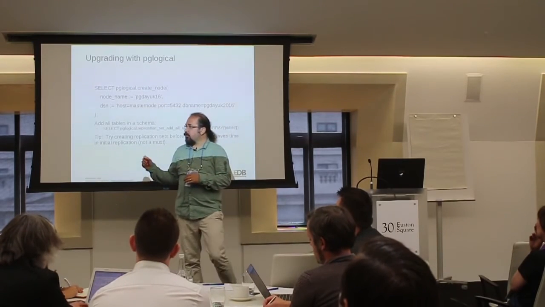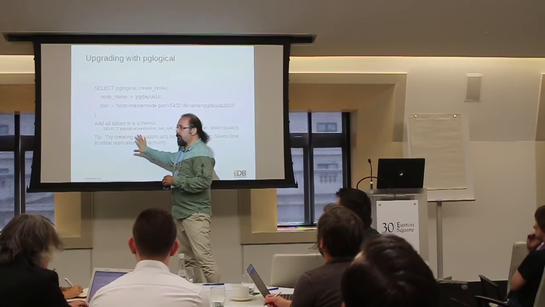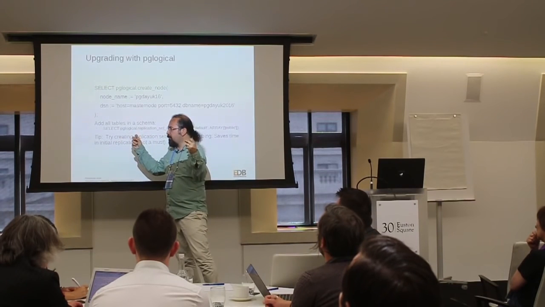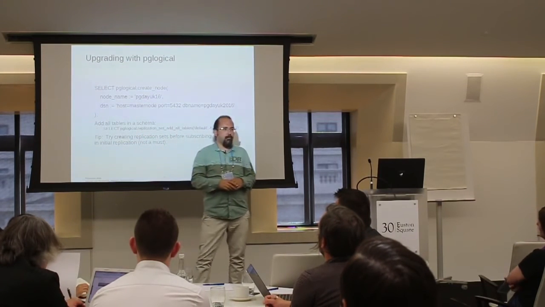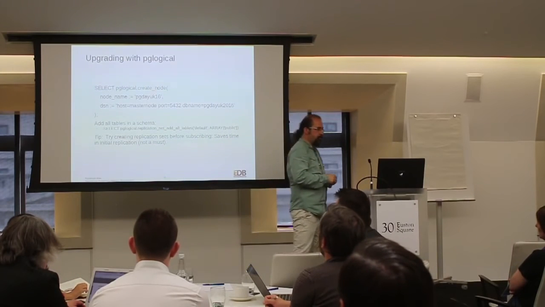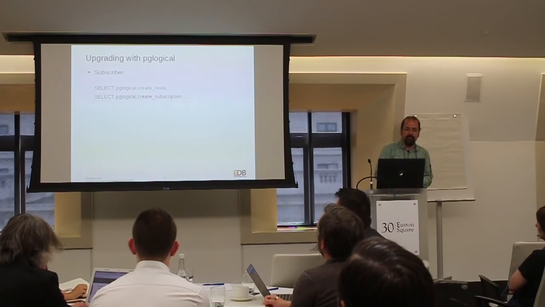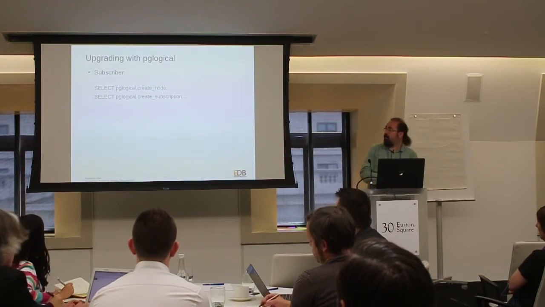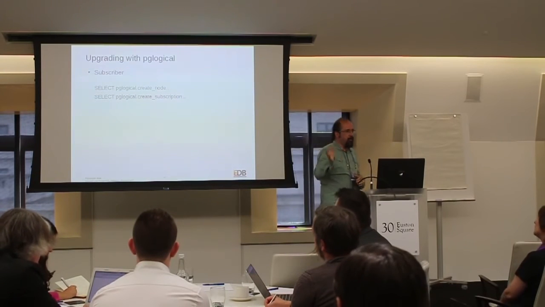I think the official documentation says to use this, but you can first do an initial upgrade of a specific schema. Okay, it works, then continue with the other ones. That's another approach. Then, in the subscriber, you again create a node, and you run the PG Logical create subscription function with the parameters, of course.